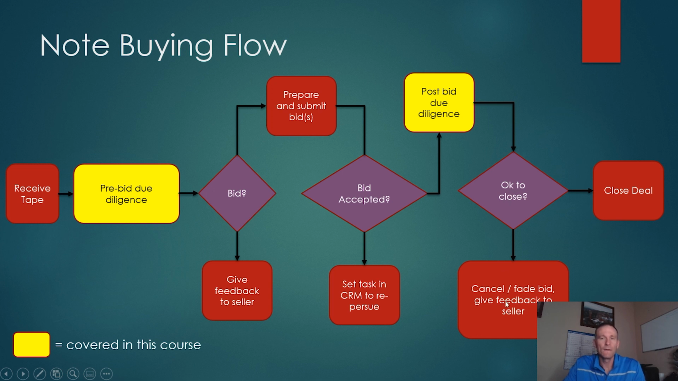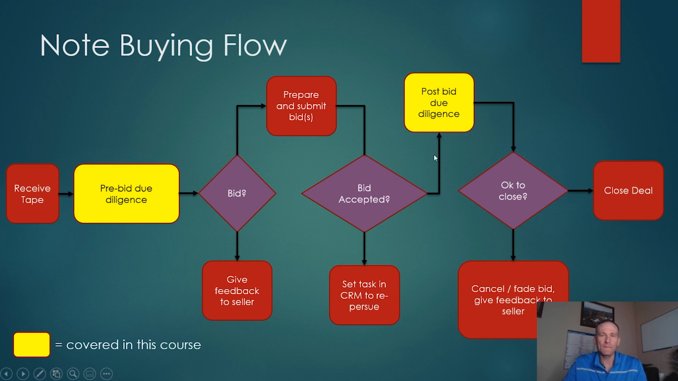If you're not, you might be canceling the bid. In some cases, you might be fading the bid, meaning you're going to lower the price that you're offering, which I don't do that often, but sometimes that happens. And then you're also going to want to communicate with the seller. Hey, I found out that this property was listed as owner occupied. I found out it was vacant, and the property's trashed, so I need to cancel this bid. But assuming everything is good to go, then you will close the deal.